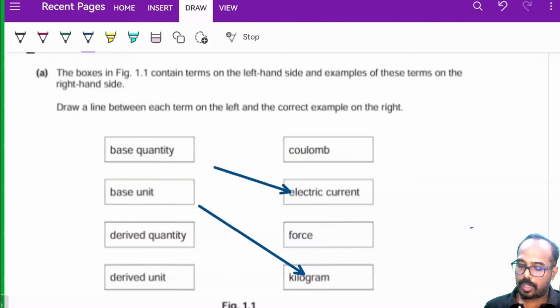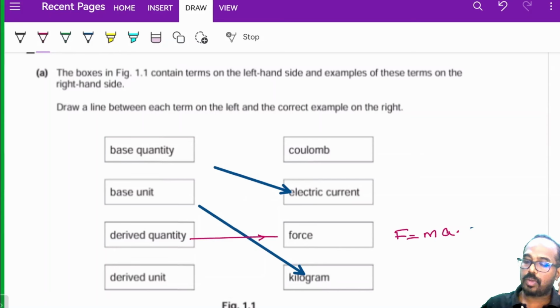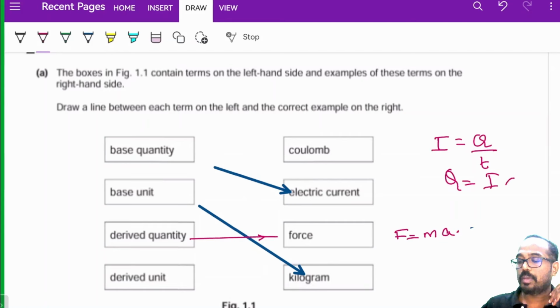Next one, derived quantity. Force. Force is a derived quantity, right? Force F is equal to mass times acceleration, so you are deriving it using this formula. So this is a derived quantity. Derived unit, Coulomb. Coulomb is a derived unit, right? What does it mean? How will you derive Coulomb? You know the equation, current is equal to Q over T. So Q is equal to I multiplied by T. So you are deriving the unit using this equation. So it is a derived unit.